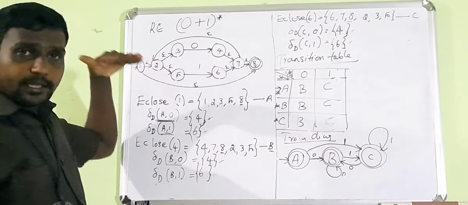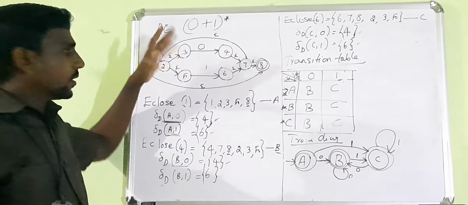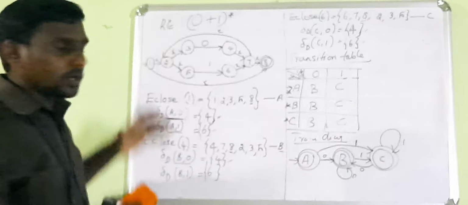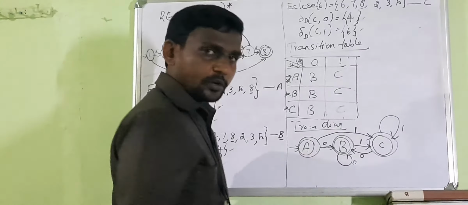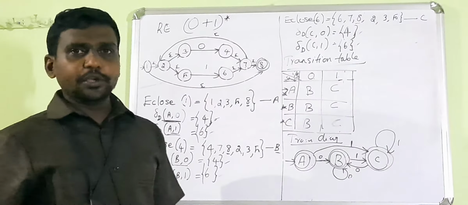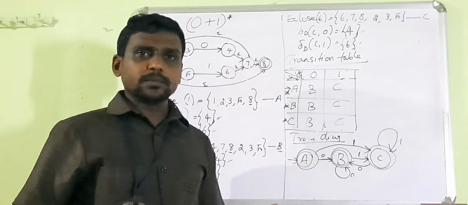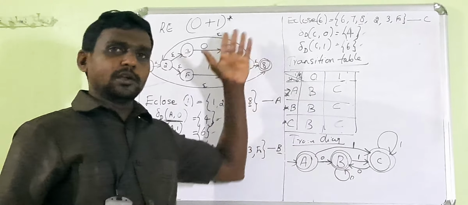If they ask only regular expression to automata, you can stop here because this is also called an automata. This is an epsilon NFA automata, but this is a DFA automata. Okay. Next video, we'll see another problem, that is DFA to regular expression conversion.